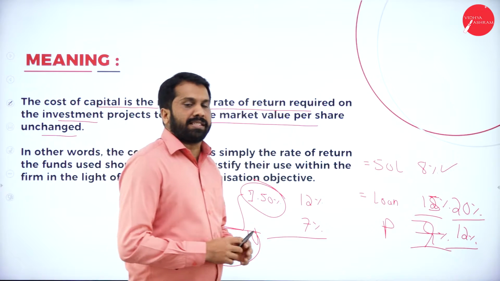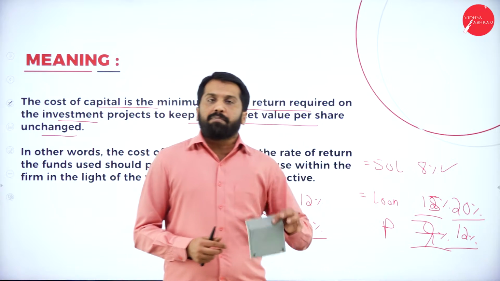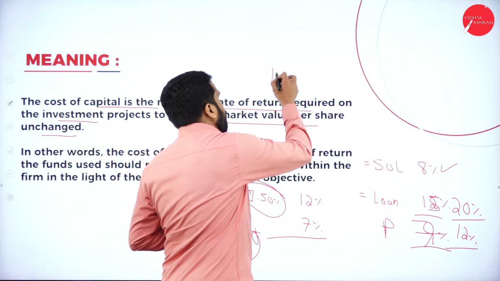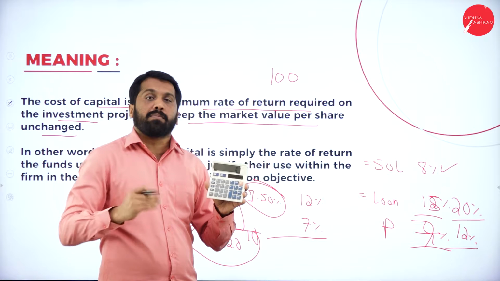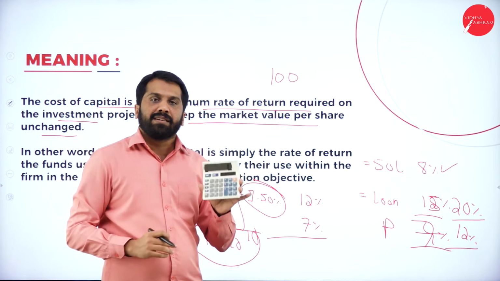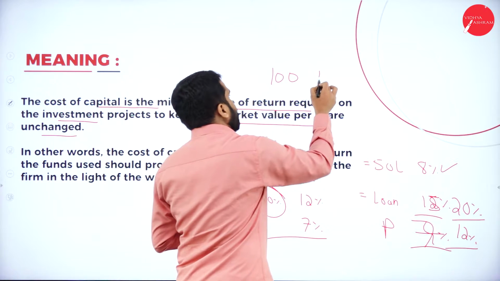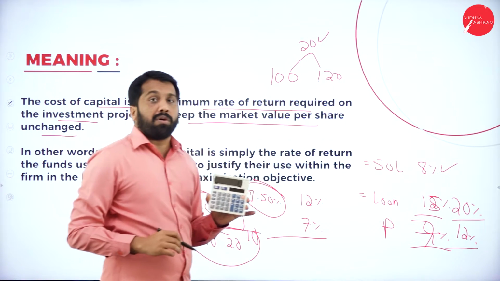I'll give you one more example. I am running a stationery shop. I bought this calculator for 100 rupees. At what price have I purchased? 100. To the customer, I have to sell it for more than 100 or less than 100? Normally, it must be more than 100. If I am selling this for 120, this 20 is my profit.